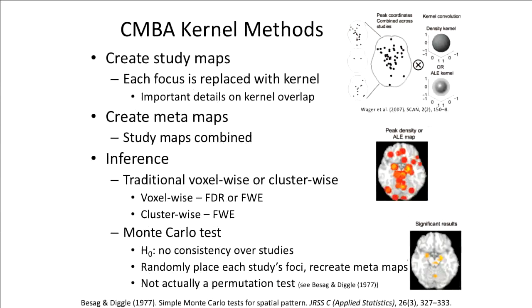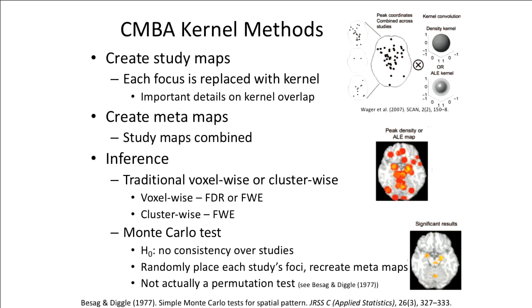All three of the methods are related and can be called kernel methods. They're taking the XYZ coordinates and replacing that infinitesimal dot, that location if you will, with a kernel. They take the locations from each study and convolve those locations with the kernel to make a map. Ideally, we would like to have the original statistic map that came out of the analysis software. We can't get that, so this serves as our surrogate.